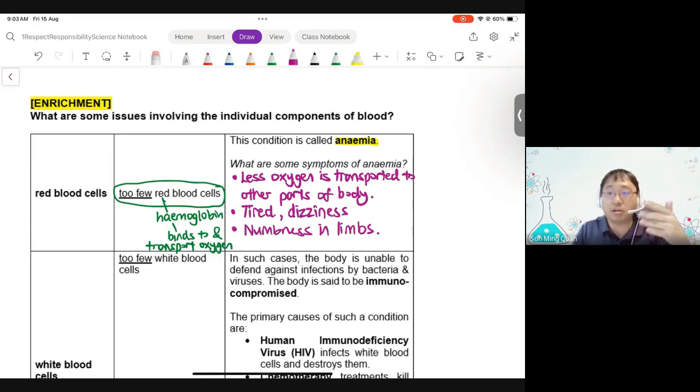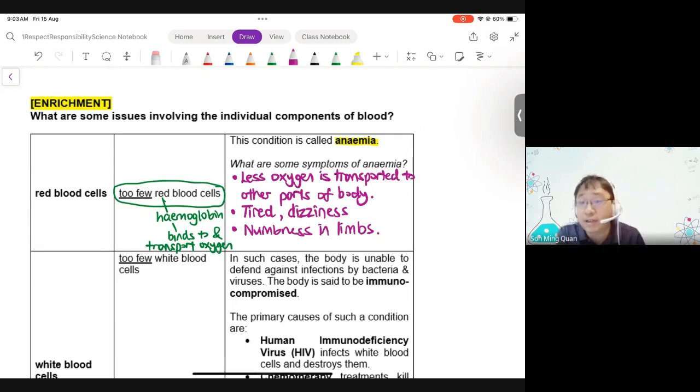So red blood cells contain hemoglobin that binds to and transports oxygen. Write it out. Whatever you revise, you write it out first. Then now you reason it out. Oh, because there's too little hemoglobin, too little red blood cells, that's why less oxygen is transported. Transported to the brain, transported to the hands, to the legs. Therefore, you can deduce that, oh, the brain will not function as well as before. You will feel dizzy, tired, okay?